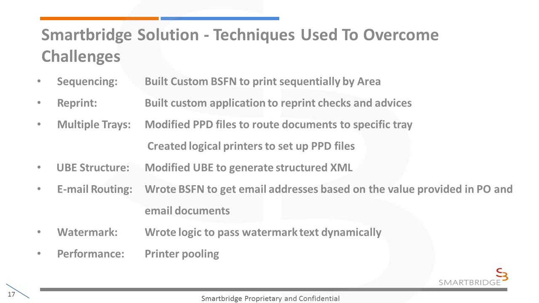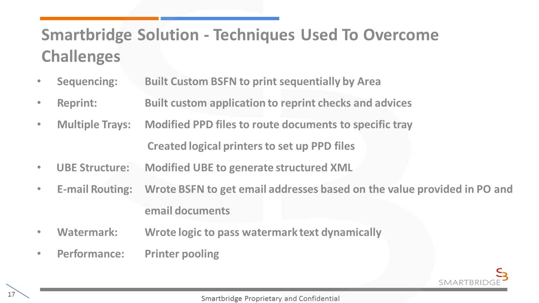In the case of email routing, we had a variety of requirements at our client. The client wanted the report distribution based on the value chosen in the processing options of the UBE. For example, if the option is 1, they want to distribute the report to the user who ran the report. If the option is 2, distribute the report to the user as well as the vendor. To achieve that, we built a custom business function which pulls the email addresses and constructs them, and we set up the email XML tag on the RD job for report distribution.